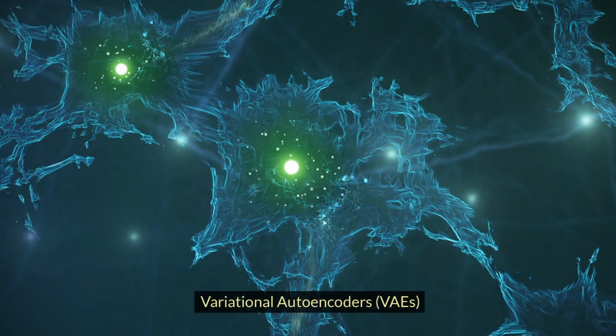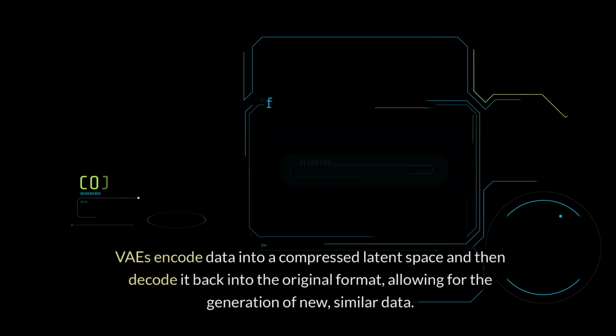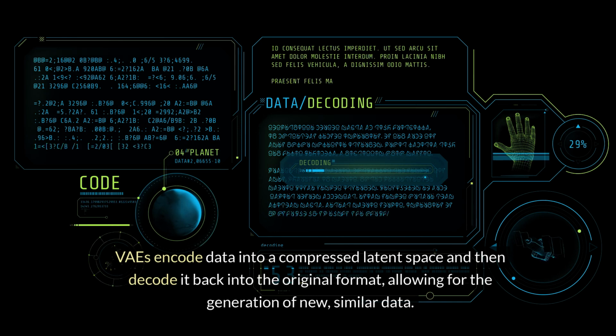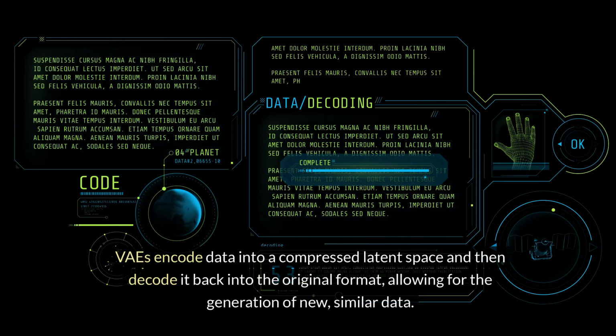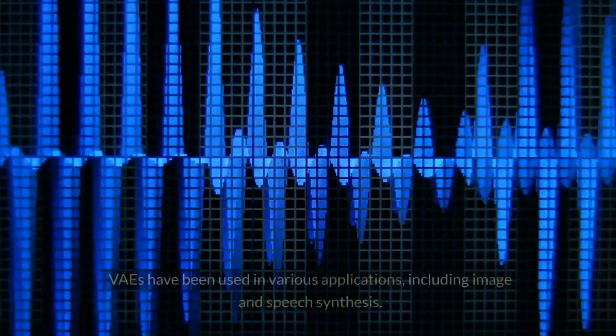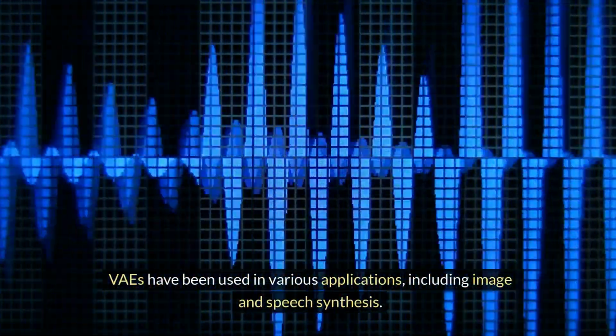Variational autoencoders, VAEs. Another important generative model is the variational autoencoder, VAE. VAEs encode data into a compressed, latent space and then decode it back into the original format, allowing for the generation of new, similar data. VAEs have been used in various applications, including image and speech synthesis.